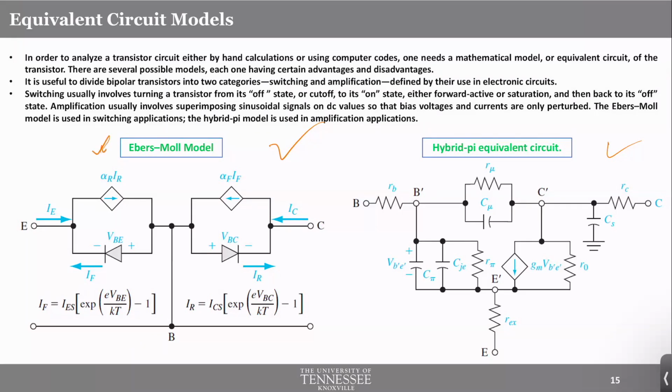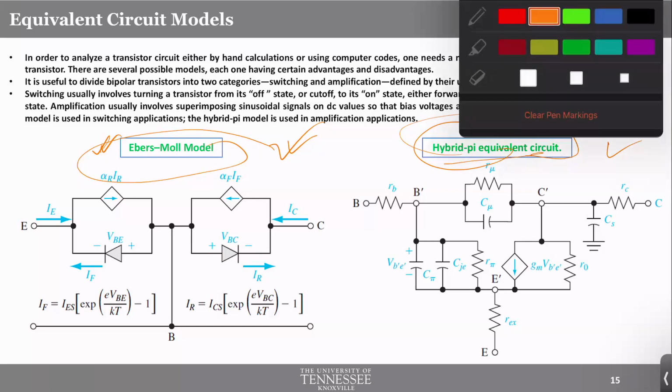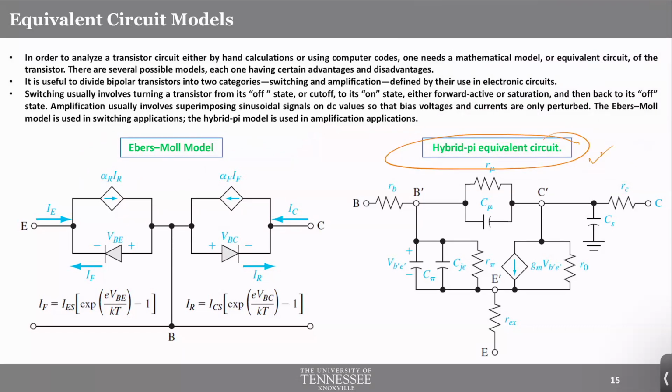These two models are the most popular, the Ebers-Moll model and the hybrid pi model. It turns out that for different modes of operation of the BJT, one of these models would be better than the other. For example, the Ebers-Moll model is better for switching applications, where you are switching from cutoff to saturation, say, or on to off to on. But the hybrid pi equivalent circuit model better describes the device for amplification applications, because it considers the parasitics very well. I'm not going into the detail of any of this or the way of deriving any of this. This is a high level overview anyway, because you don't need to memorize any of this. It's a really old concept.